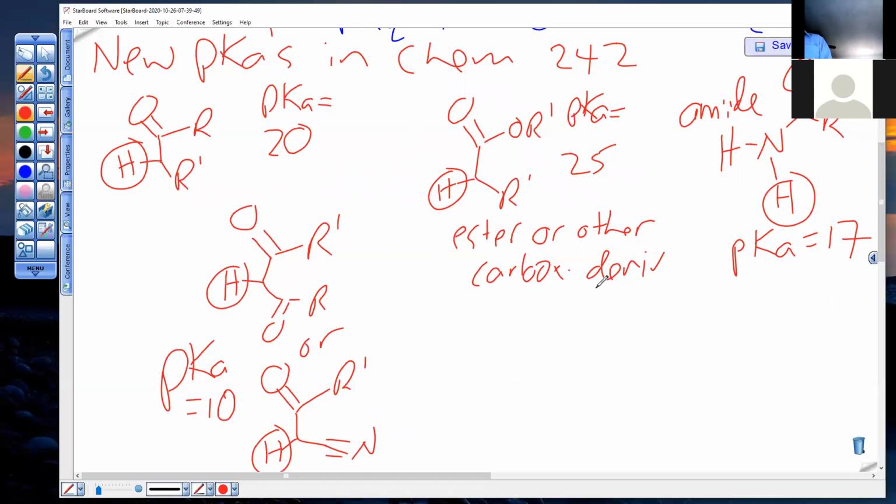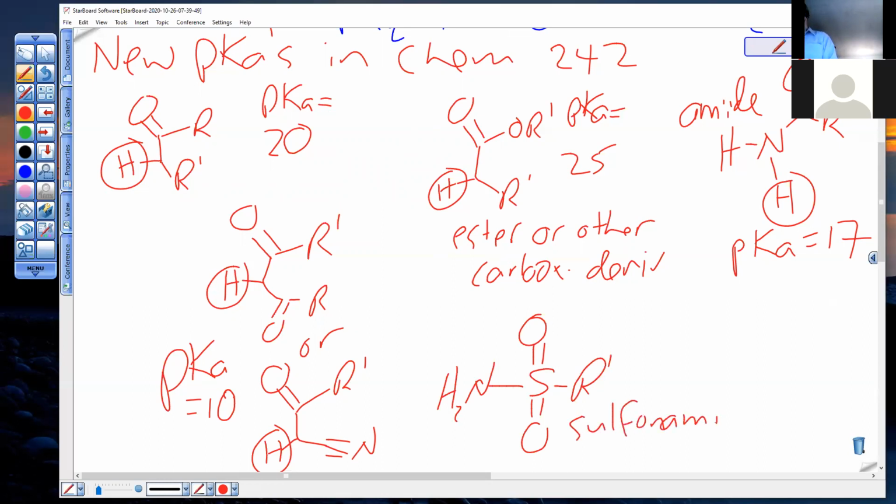And what else do we have? Well, since it came up earlier, and it's also 10, sulfonamide, pKa 10. Extensive resonance with that sulfur there.